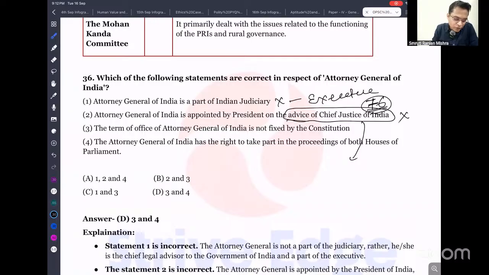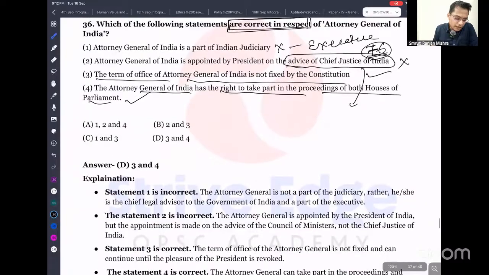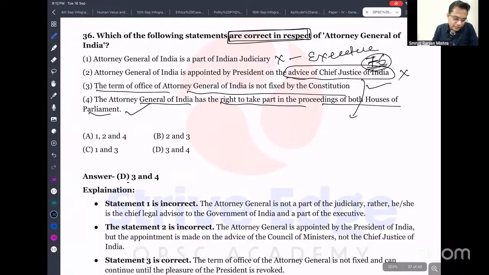So not correct. The term of the Attorney General is not fixed by the Constitution. Yes, so the term is not fixed. Generally when the government resigns, the Attorney General also resigns. The Attorney General of India has the right to take part in proceedings in both Houses of Parliament. Yes, it is right. Then you have to see what it's asking, the correct ones. So the answer is 2 and 3. Sorry, yeah, 3 and 4. Yes, the answer is D, 3 and 4.